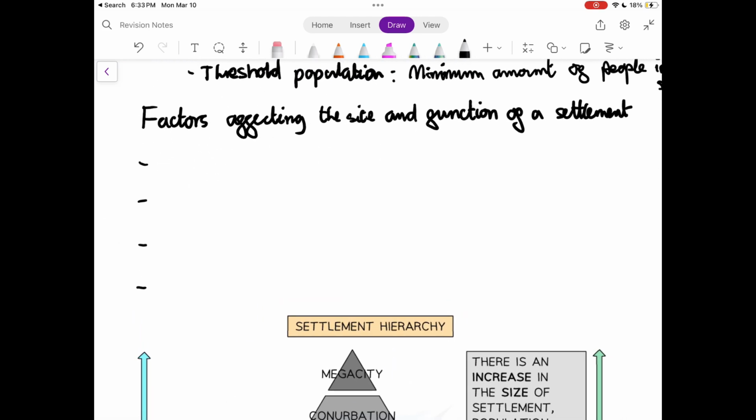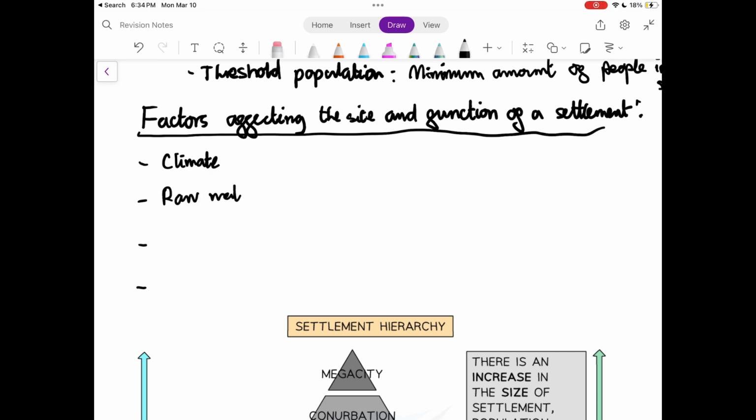So now we're going to be looking at the factors affecting the size and the function of a settlement. So the first thing that could affect the size and function is the climate that it's found in. This is because if it's a rainy climate, it might be more suitable for agriculture and grazing cattle and sheep, and therefore it'll increase the agricultural produce in the settlement. So the next factor is raw materials. By these I mean, say for example, aluminum could be used for manufacturing aircraft. So if there's a lot of aluminum found in a certain area, then that area may be designated for the manufacturing of aircraft and for factories where the manufacturing can take place.